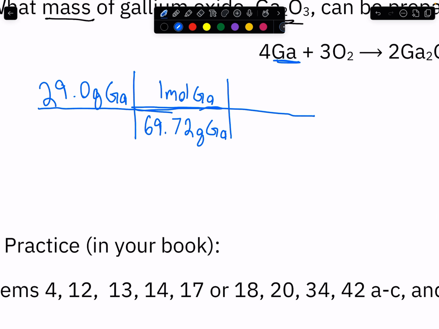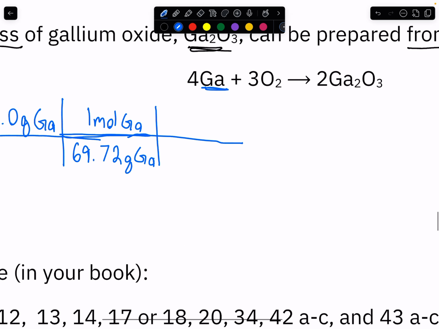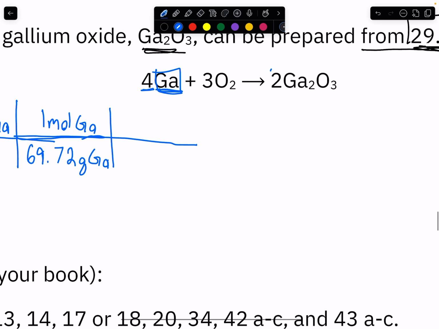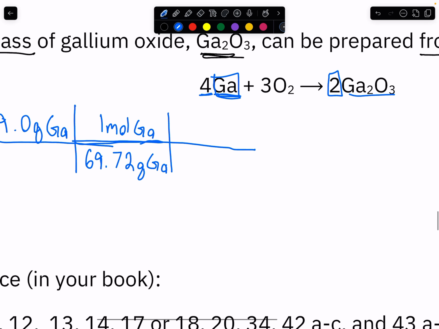From that, we know that 4 moles of gallium creates 2 moles of our gallium oxide. So we're going to use that molar ratio of 4 moles gallium to 2 moles of gallium oxide.